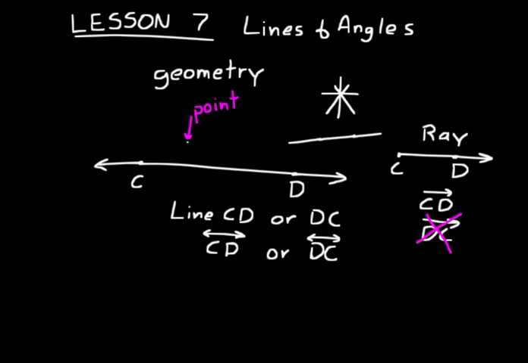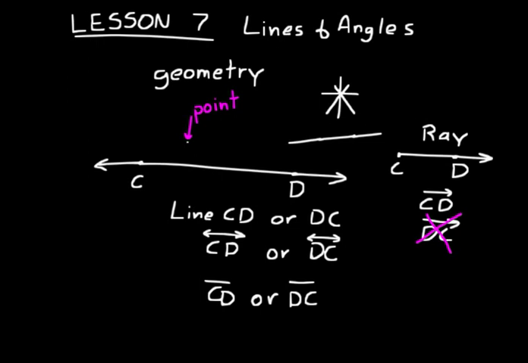So a ray is basically half of a line, and a line segment is just a section of a line that has endpoints on both ends. Like if you look at line CD, we could talk about segment CD. We could just say CD without any arrows above it, and we'd be talking about segment CD. You could also say segment DC, mainly because both ends are the same.